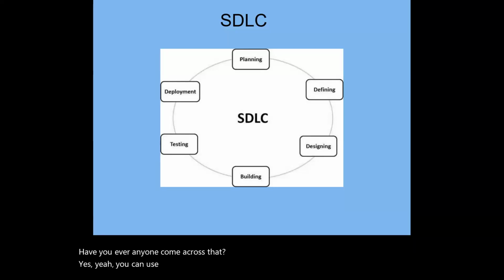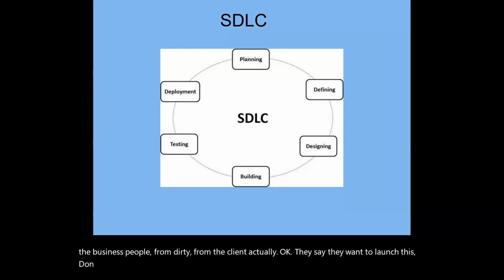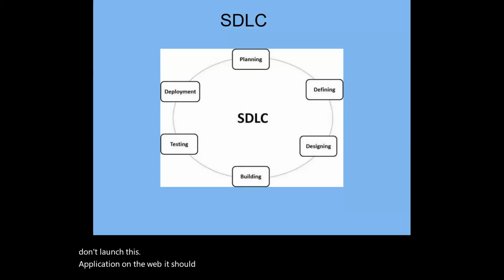So these are the particular requirements that are being gathered from the business people, from the client actually. They say they want to launch this, but don't launch this application on the web. It should be strictly on iPhone, on smartphones. The reason is known to them. So all these things happen in this planning phase. The requirements are being gathered, which is a very crucial stage.